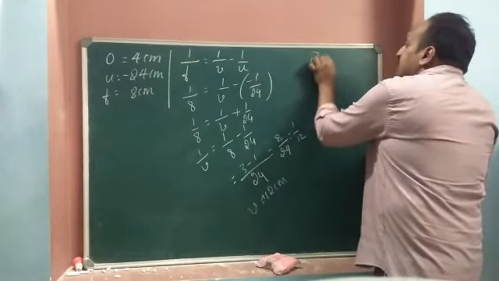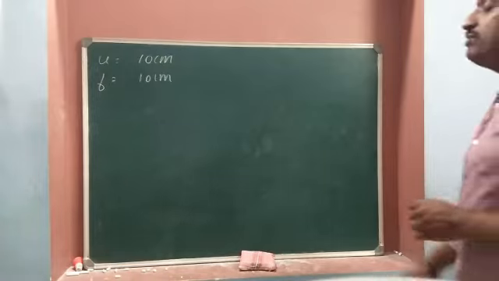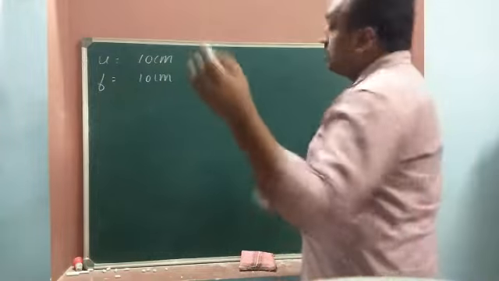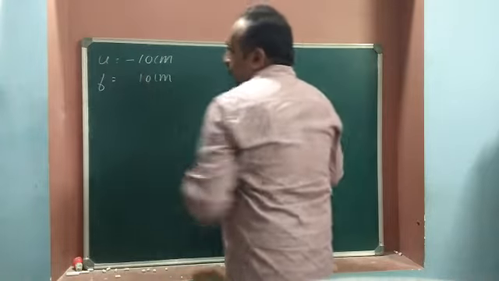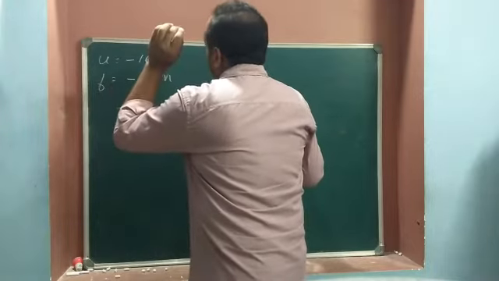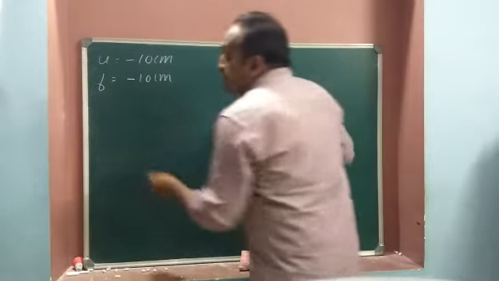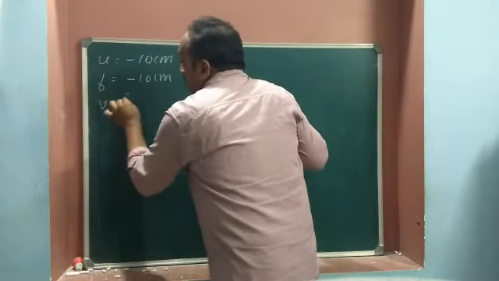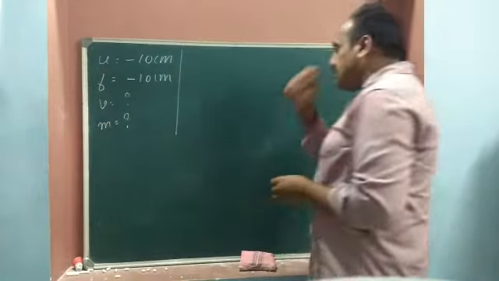Second question. The object is placed before a concave lens at a distance of 10 centimeter, and the lens has a focal length of 10 centimeter. We need to find the nature, position and size of the image. See here, first thing is U is negative, I told you very clearly, followed by F is also negative. Why? Because the lens used here is concave. Then we need to find the value of V as well as the magnification. So let us study this one.